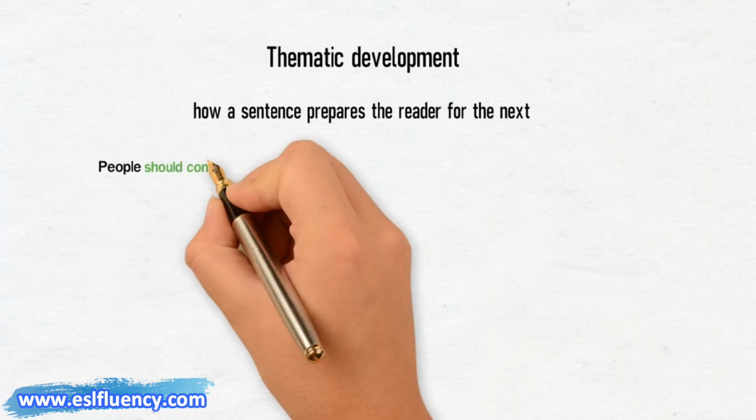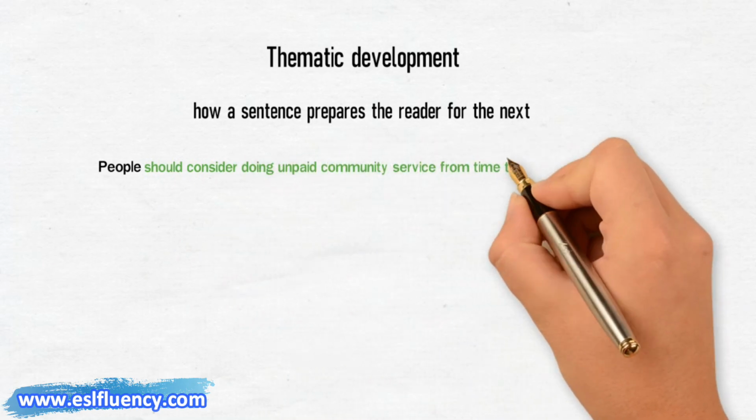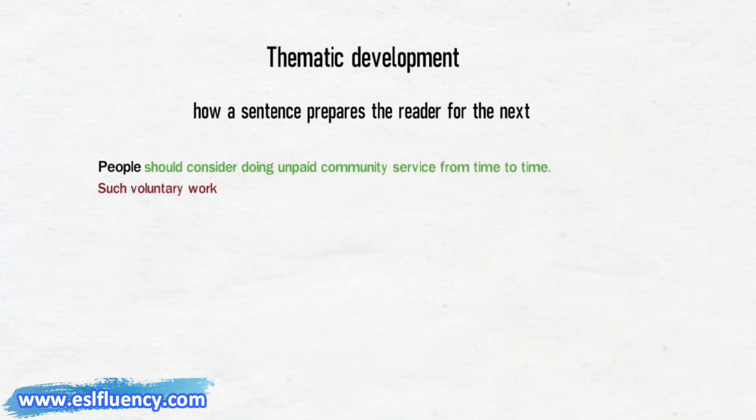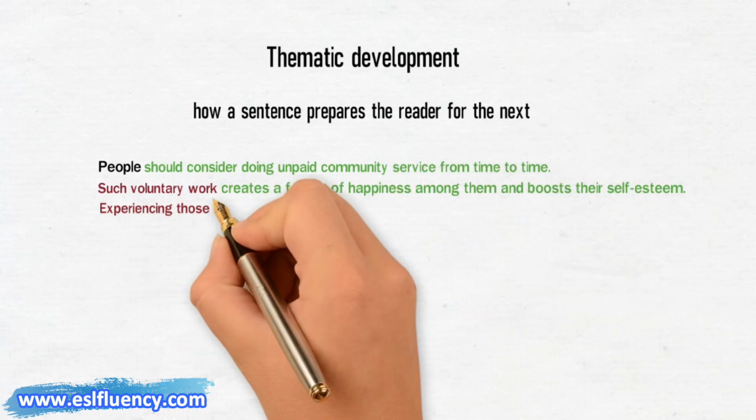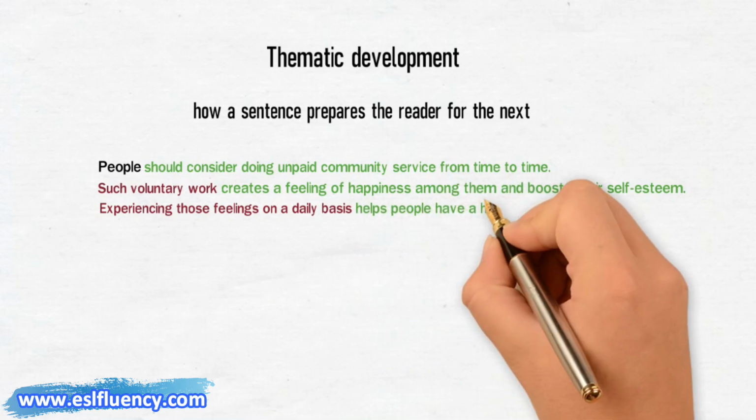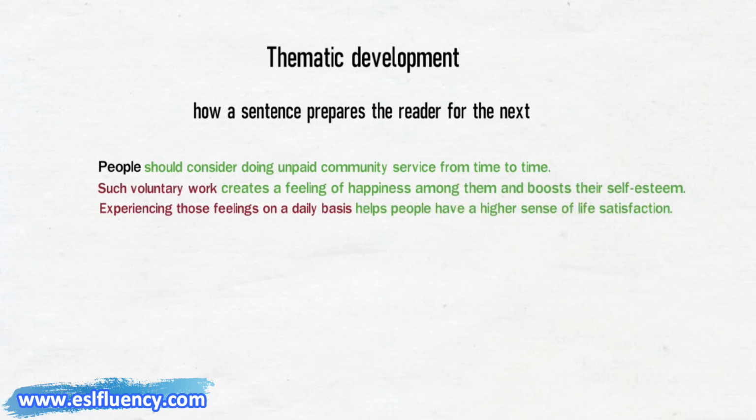People should consider doing unpaid community service from time to time. Such voluntary work creates a feeling of happiness among them and boosts their self-esteem. Experiencing those feelings on a daily basis helps people have a higher sense of life satisfaction. Notice how the second part of each sentence in green forms the theme or main subject of the next sentence in red. In other words, if you pay attention, you will see that the sentences are connected to each other like a chain.